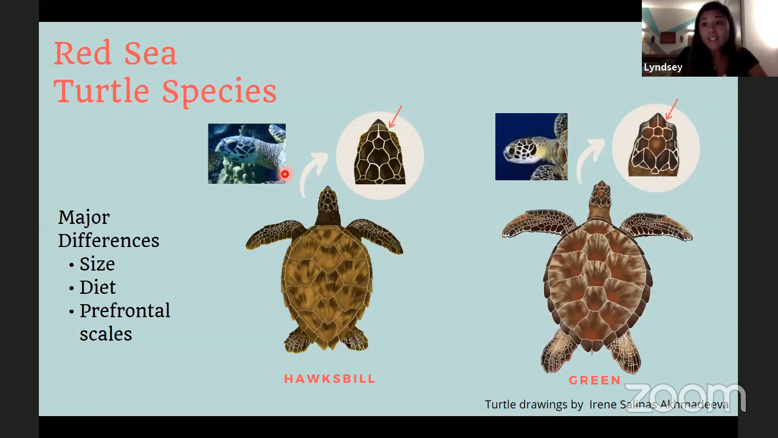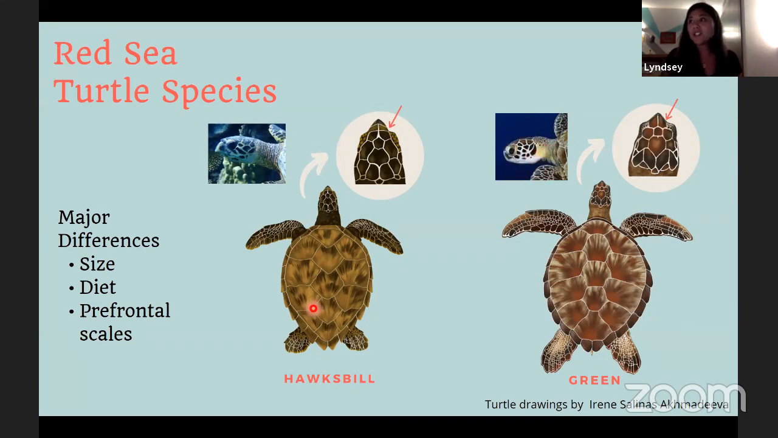So the most obvious way to tell is actually from the side by looking at the beak of the turtle. Hawksbill, hence its name hawk, will have a bird-like beak. It's pretty sharp and pointy, as you can see here, whereas green turtles have a more round and bulbous face, as you can see here.